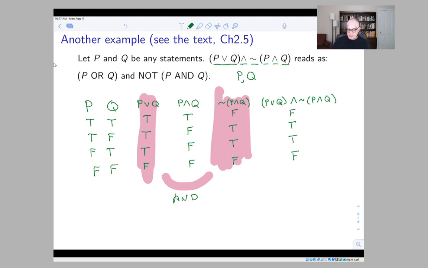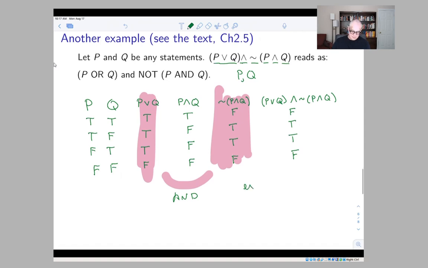So let's think about what we've got here. If we compare the first two columns and the last one, we see that our combined statement is true when the two statements are different and false when they're the same. And this is an operation which is sometimes called the exclusive OR. It's like OR, it's true if P or Q is true, but not both. We sometimes use this in English as a version of OR, but to distinguish it from the regular OR, it's called the exclusive OR.